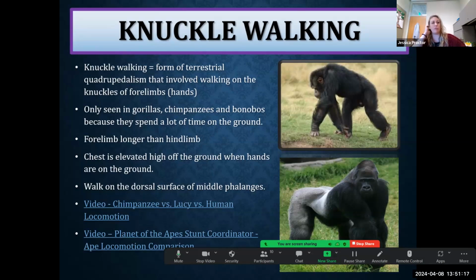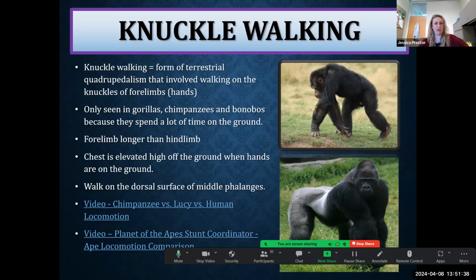Okay, so the knuckle walkers will have forelimbs, so their arms are slightly longer than their hind limbs. This allows for their chest to be elevated off the ground. Just like it sounds, they're going to be walking on the knuckles of their hands. That's the dorsal surface of the middle phalanges.